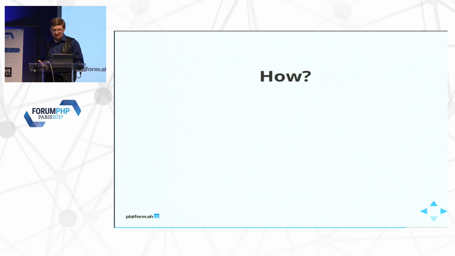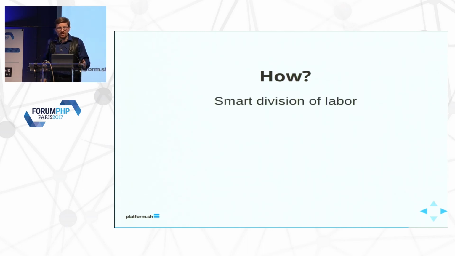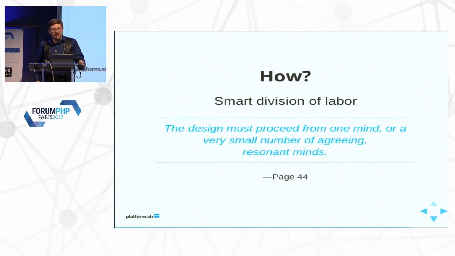So how do you get a consistent conceptual integrity? Through smart division of labor. And we say division of labor because the design must proceed from one mind or a very small number of agreeing resonant minds. This means you don't have everybody working on every part of the system. That doesn't work. What you want to have is someone steering the ship, someone leading, by splitting the architect and the implementer. Those are different job roles.